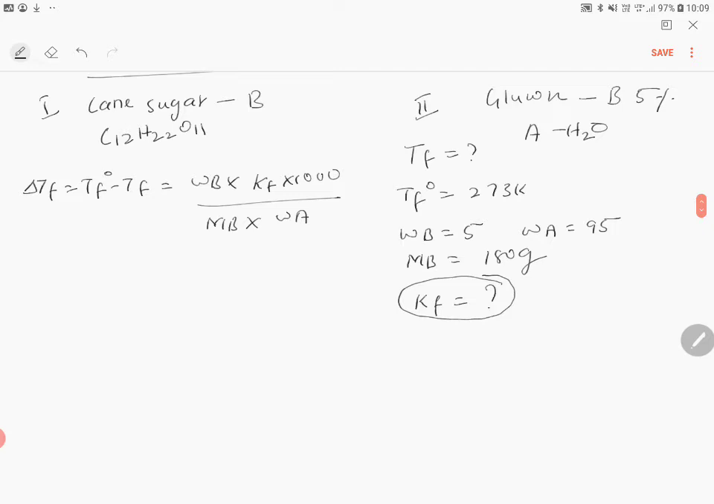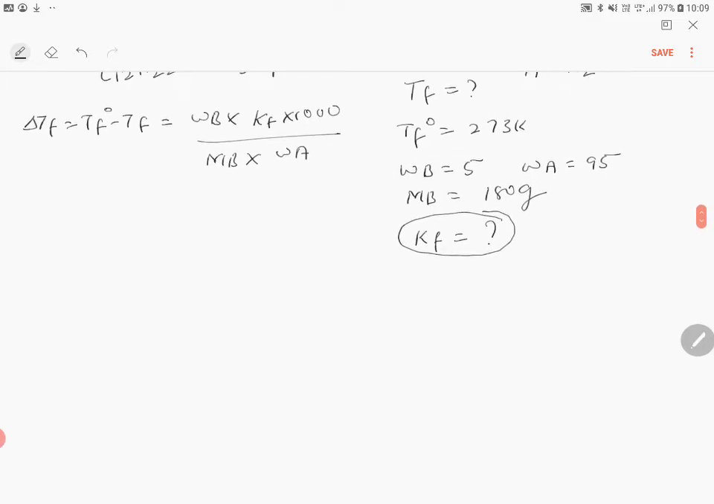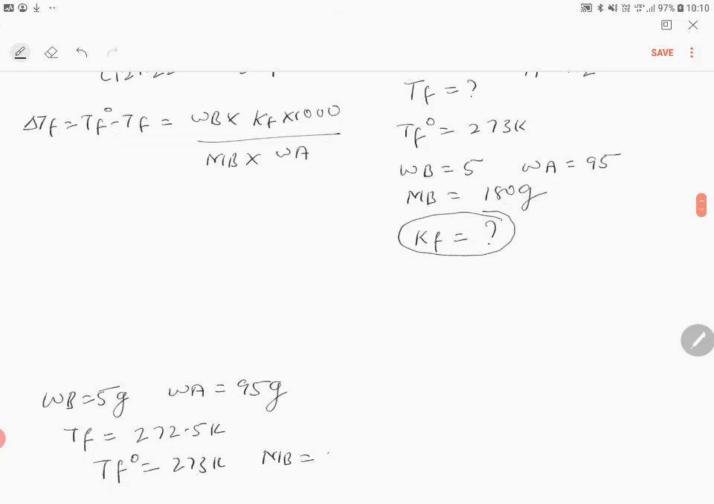So here also they have given very clearly that this is 5%. Therefore, in this case I can take the weight of the solute as 5 grams and the weight of the solvent as 95 grams. Then the Tf value they have given in the question. Freezing point of the solution is 272.7 Kelvin, and as usual Tf naught is equal to 273 Kelvin. Molar mass of cane sugar or sucrose is 342 grams per mole, right?